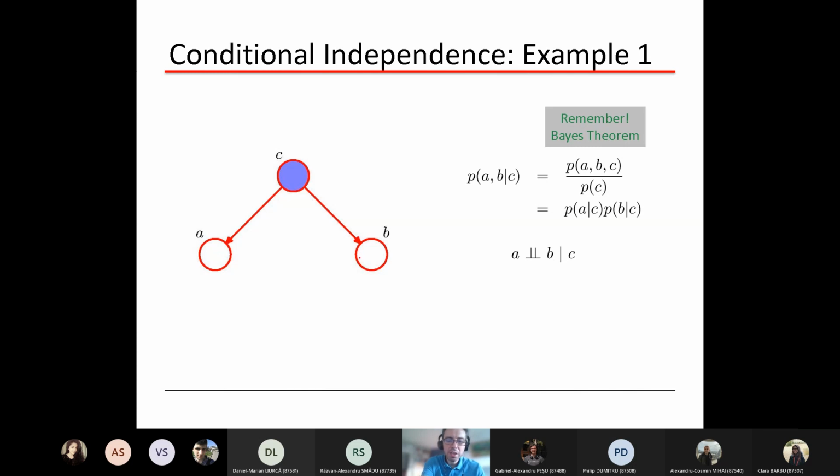And actually, in this situation, we say that the inference path from A to B is blocked. When A and B become independent given C, it means that if we learn something about A, so if we find out the value of A, nothing will change about B.